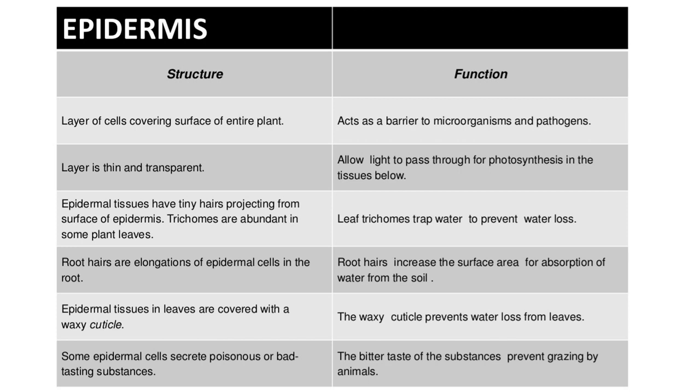Then root hairs. Root hairs are nothing but the elongations of epidermal cells found in the roots. And root hair, we all know, increases the surface area for the absorption of water from the soil. Epidermal tissue in leaves is covered with waxy cuticle, and this waxy cuticle prevents loss of water. And some epidermal cells secrete some poisonous or bad tasting substances which protect the plant from grazing animals. So this is how the structure of epidermis helps to perform the various functions. So this is how it benefits the plant.